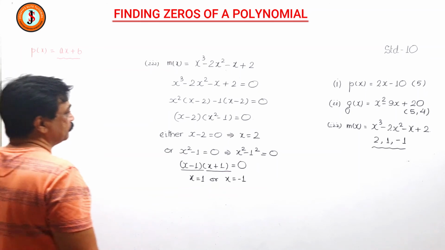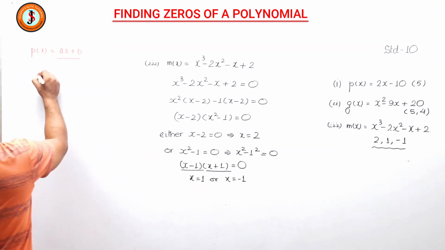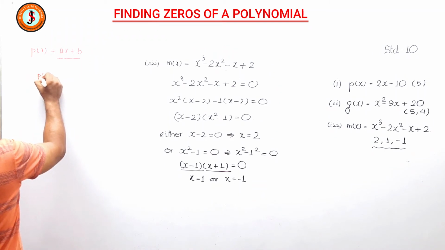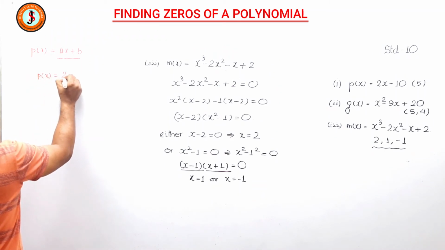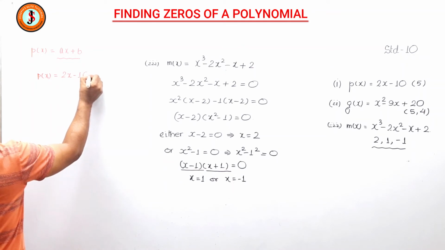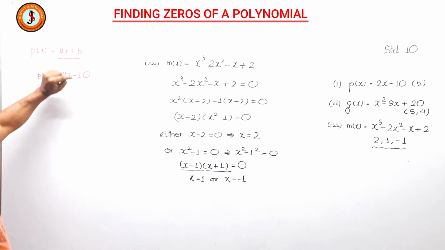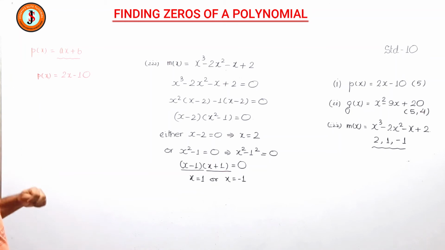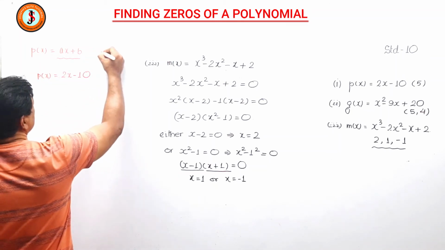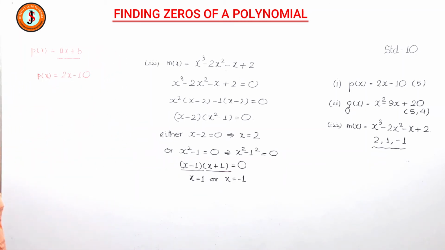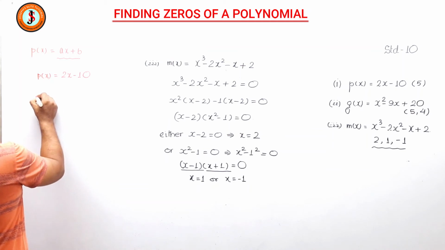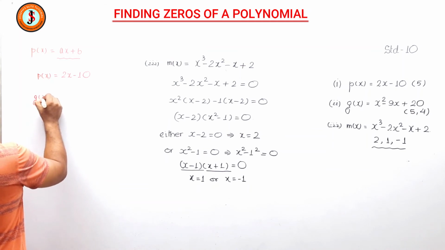So that means for 2x minus 10, if we equate the coefficient, we will understand what I am telling. A is the coefficient and it should be a number, a rational number, and b also should be a rational number. So it's okay. A is 2 and b is minus 10. So this is the general representation of a linear polynomial.